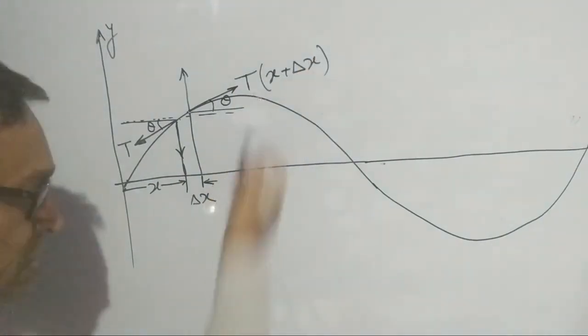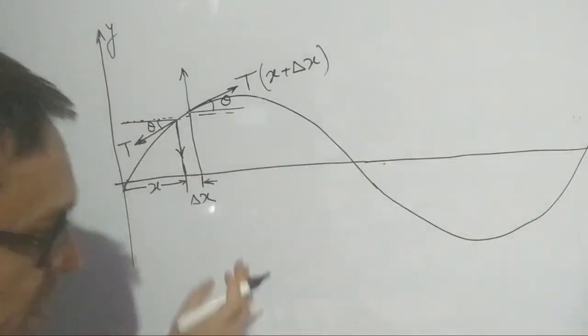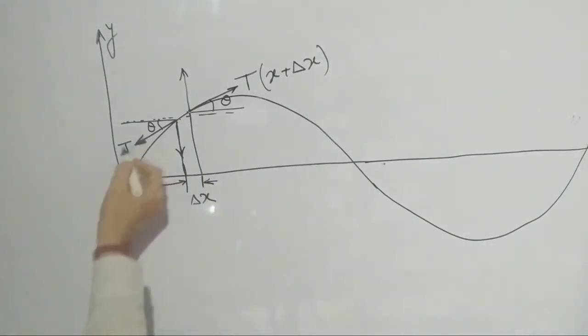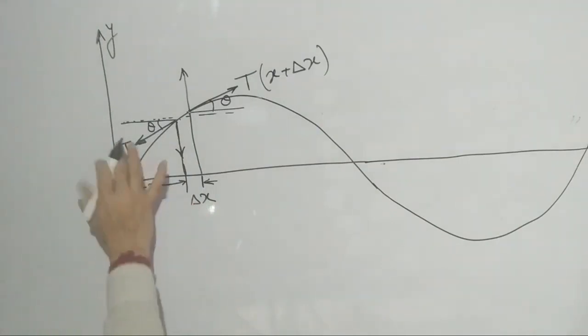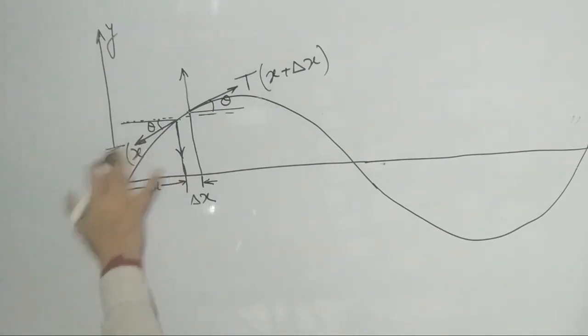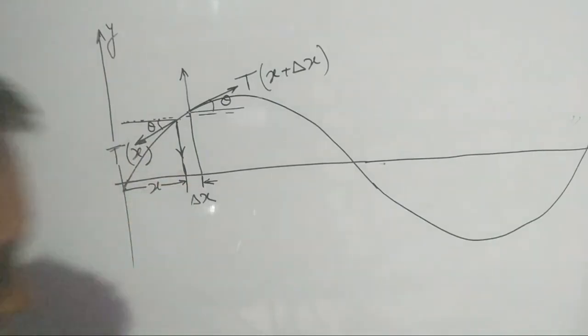This is the same tension, but it has a directional parameter. That means it is working at x plus delta x, and this tension is at a distance x. So this tension is not only T, it is T at a distance x. This one is the y-axis. So this is the thing.